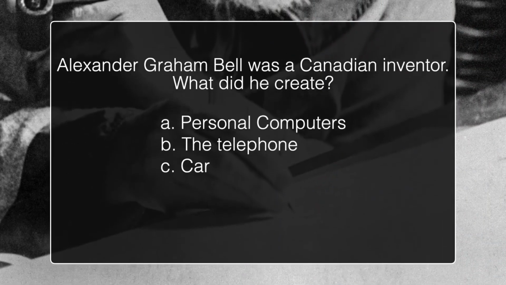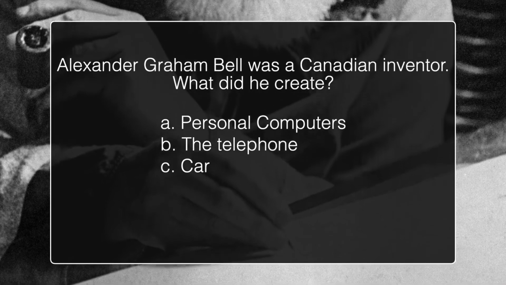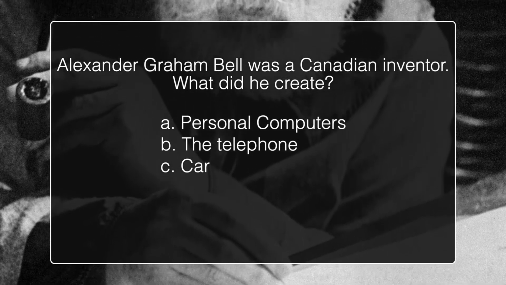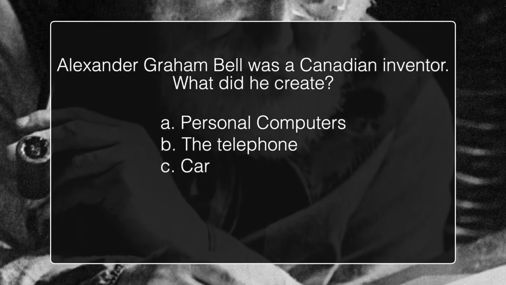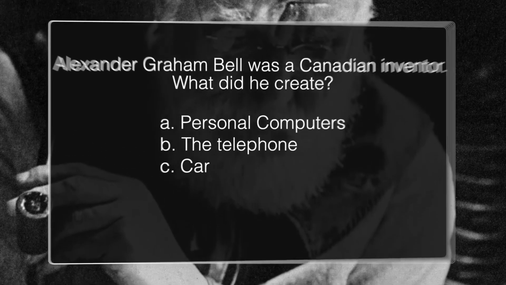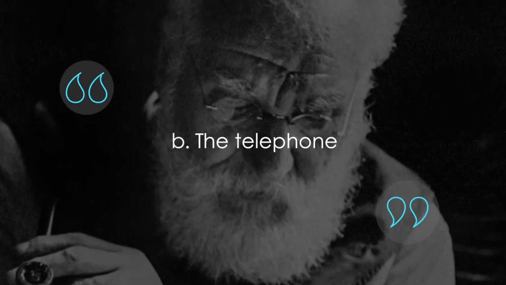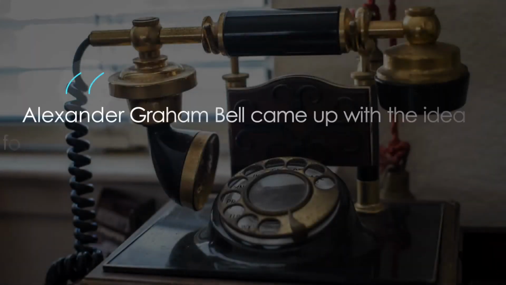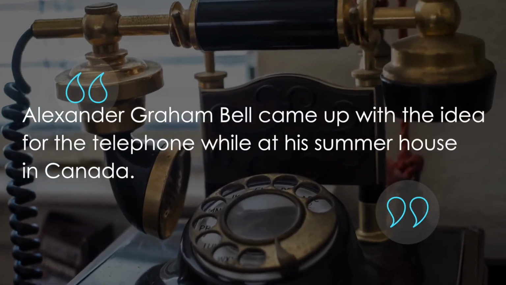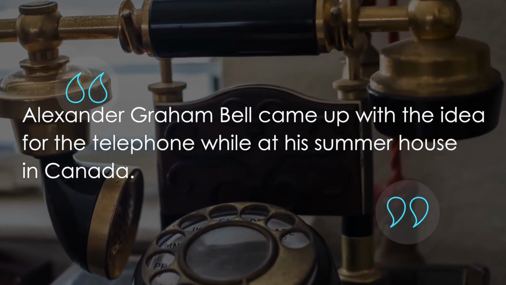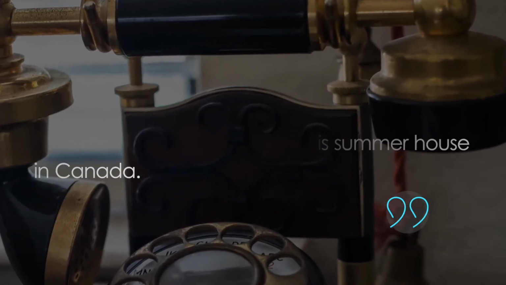Alexander Graham Bell was a Canadian inventor. What did he create? Personal computers? The telephone? The car? The answer is the telephone. Alexander Graham Bell came up with the idea for the telephone while at his summer house in Canada.